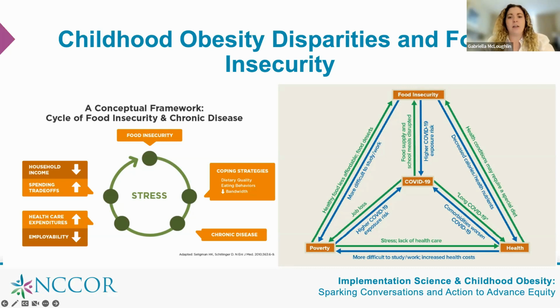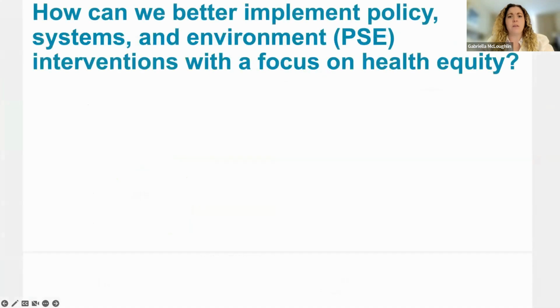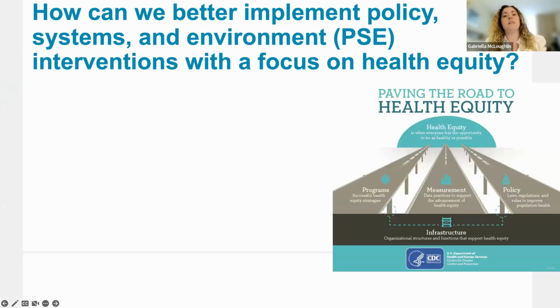And so on the next slide, I'm going to talk to you about what that actually is, what I'm trying to do, and how I feel like we can bolster some of these ongoing policies and practices. One of the things that I really had to grapple with, and this really was brought about by the onset of the COVID-19 pandemic, was how we can better implement ongoing policy, systems, and environmental interventions that already address health equity and health disparities, but there are clear implementation gaps or chasms.